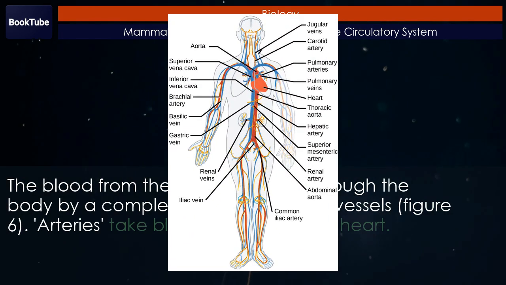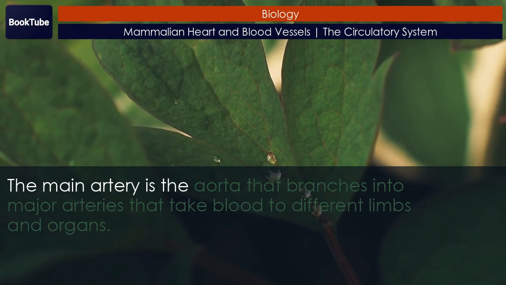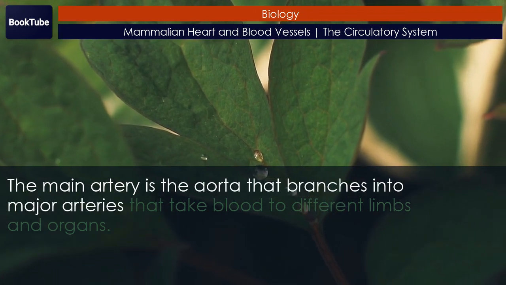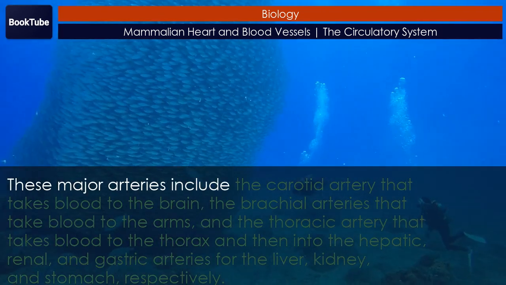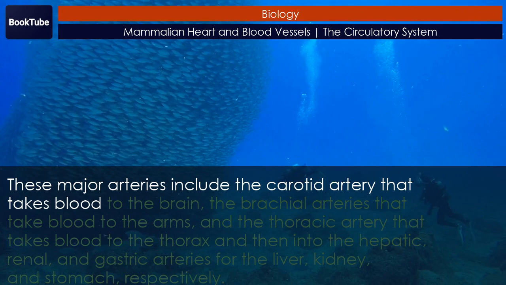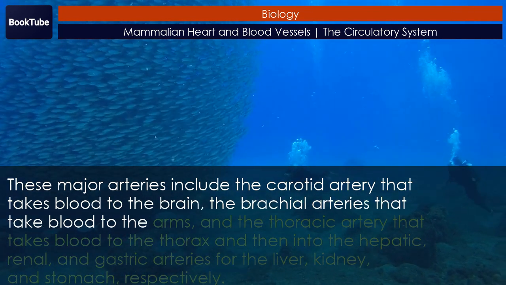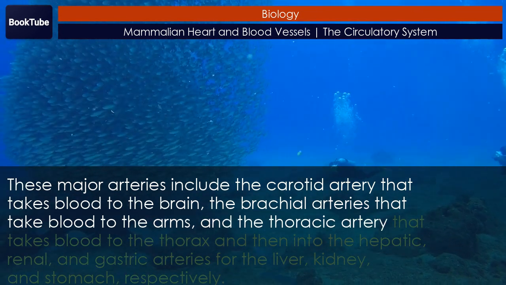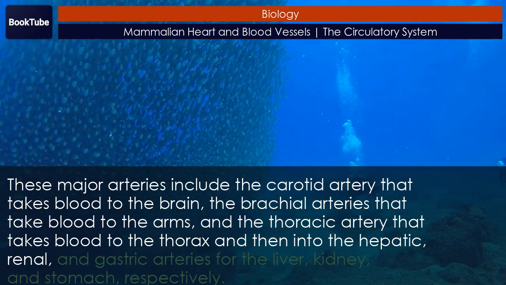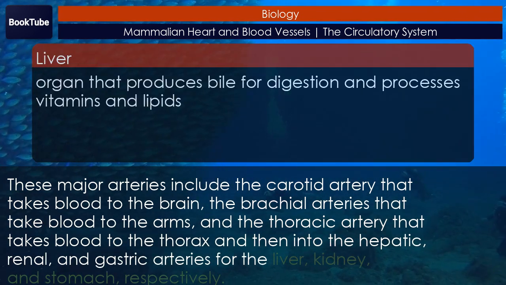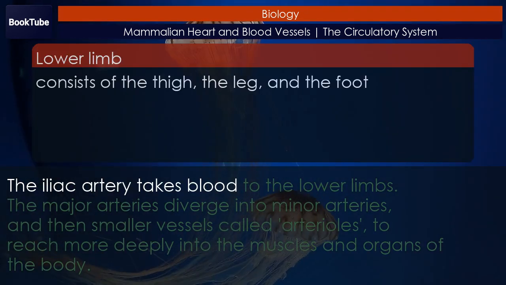Figure 6. Arteries take blood away from the heart. The main artery is the aorta that branches into major arteries that take blood to different limbs and organs. These major arteries include the carotid artery that takes blood to the brain, the brachial arteries that take blood to the arms, and the thoracic artery that takes blood to the thorax and then into the hepatic, renal, and gastric arteries for the liver, kidney, and stomach, respectively. The iliac artery takes blood to the lower limbs.